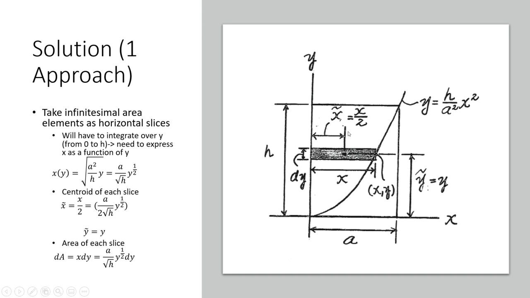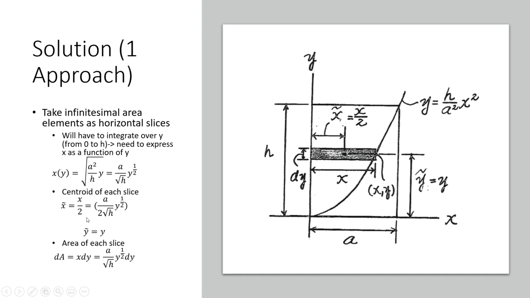The y centroid of this rectangle is just whatever y location you're at, and we're going to vary that from 0 to h in our integral. And the area of this slice is just going to be its height, which is dy, times its width, which is x. That width x will vary depending on where you're at in y, and we can express that as a function of y, again, using this formula. So it's just this formula times dy for the width. So hopefully that makes sense to everyone.